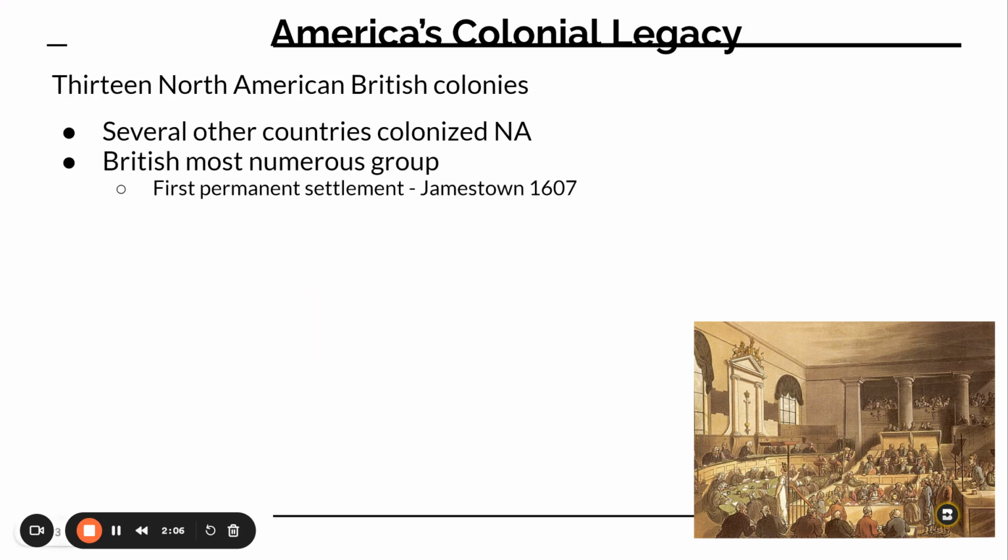The British are late to the game. They don't get their first permanent foothold in North America until Jamestown in 1607. Okay, and even that was a near thing.